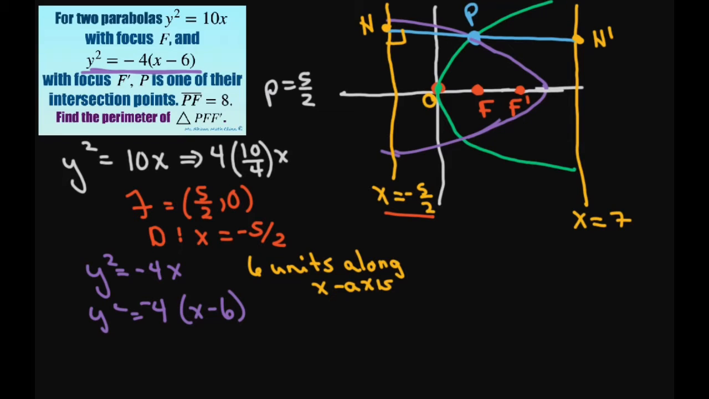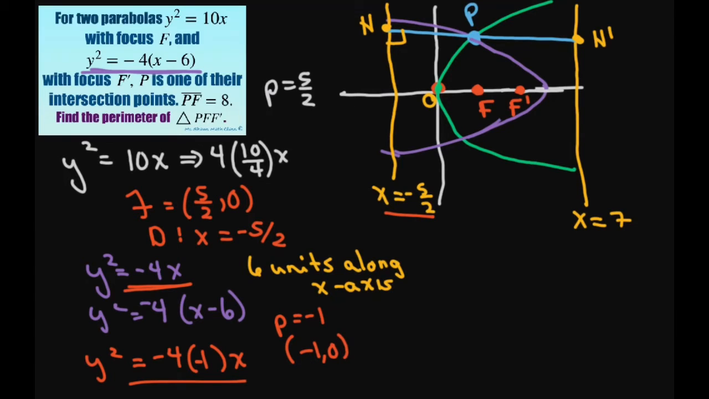So for this one, if you write it in standard form, like y squared equals negative 4px, p is going to be negative 1. So our p equals negative 1. That means the focus for this one is going to be negative 1, comma 0. And our directrix would be x equals 1. But we have to translate it.